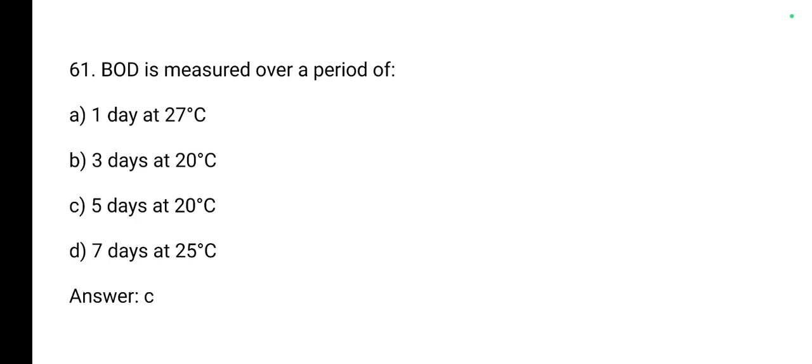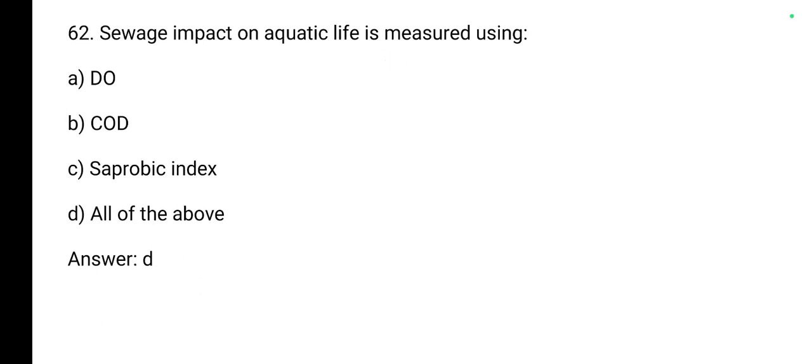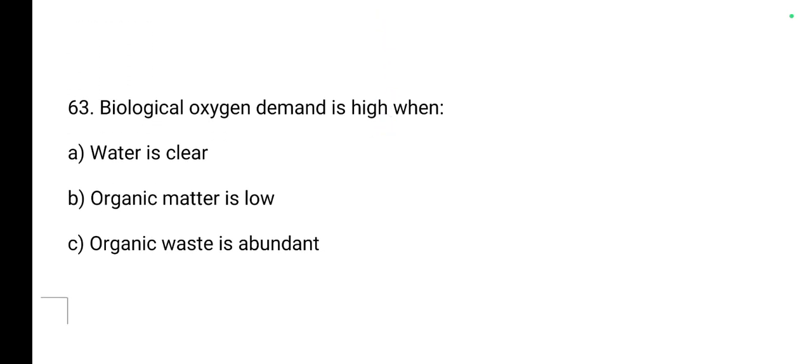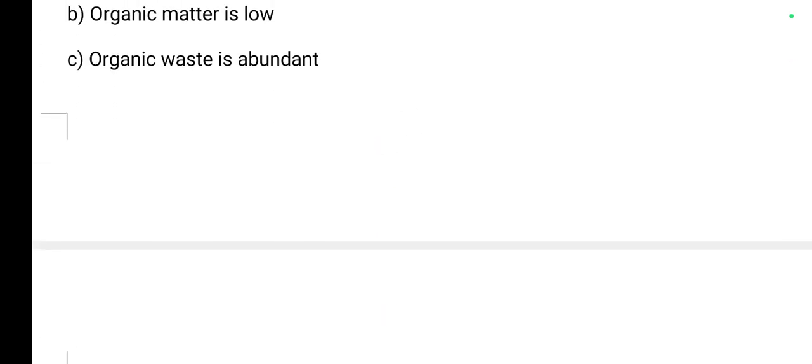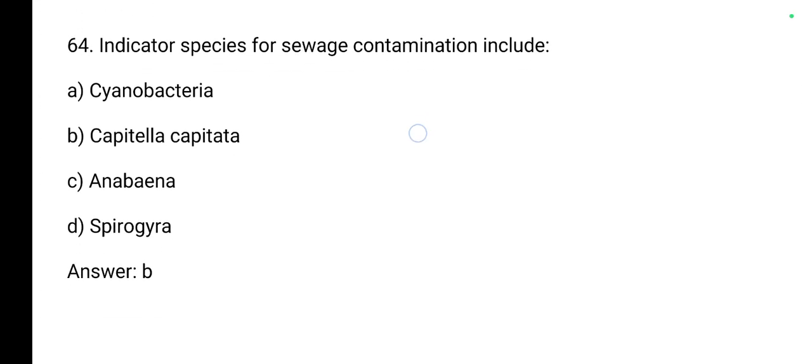BOD is measured over a period of 5 days at 20 degrees Celsius. Sewage impact on aquatic life is measured using DO, COD as well as Saprobic index. Biological oxygen demand is high when organic waste is abundant. Indicator species for sewage contamination includes Capitella capitata.